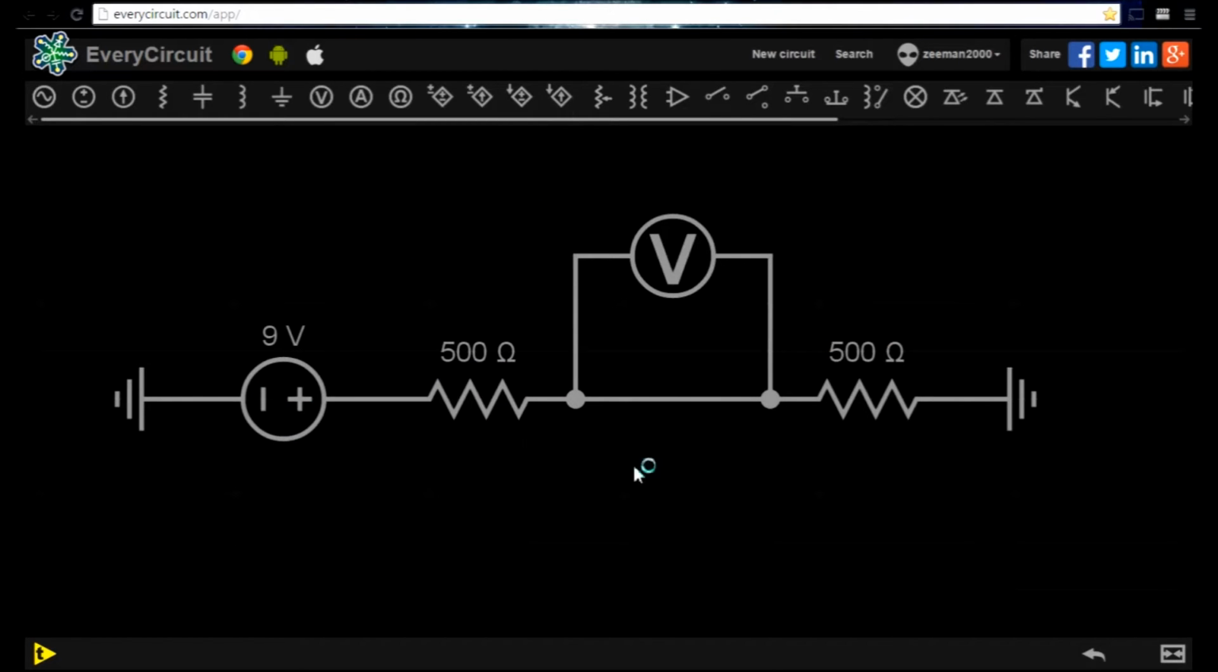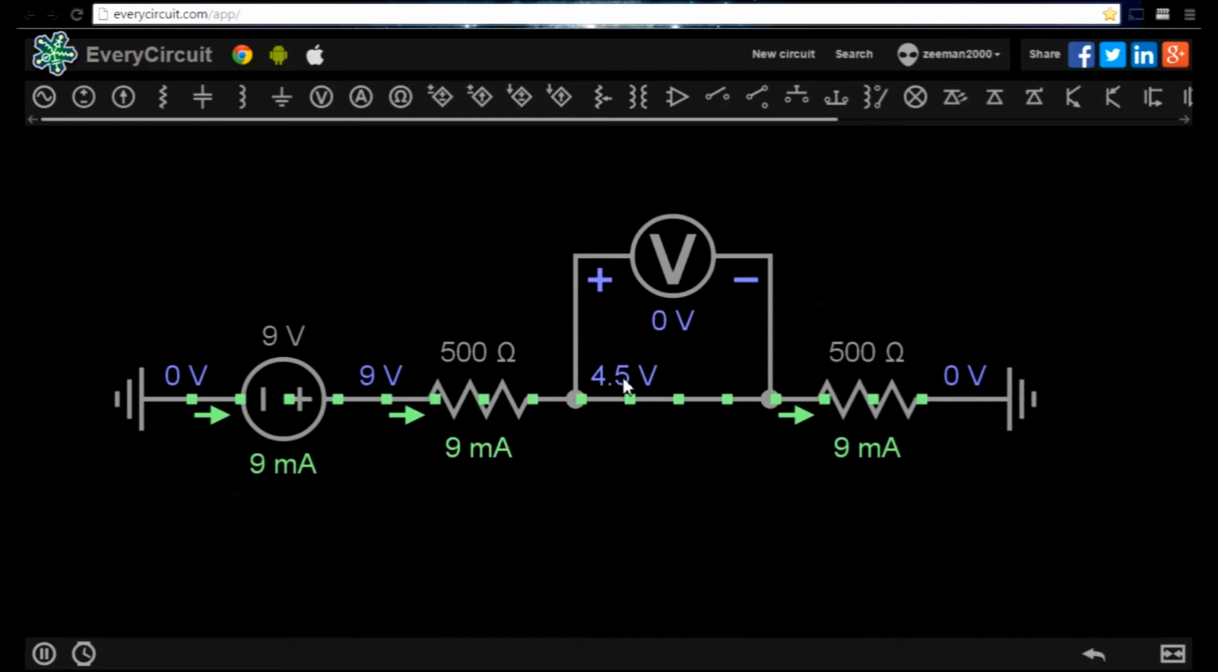This circuit uses two 500 ohm resistors in series and a 9 volt power supply. Between the two resistors we have placed a voltmeter so we can read the output. When we play the simulation we can see the voltage output is 4.5 volts. Using two resistors of the same value divides the voltage equally. Adjusting either the first or second resistor affects the amount of voltage at the output point.